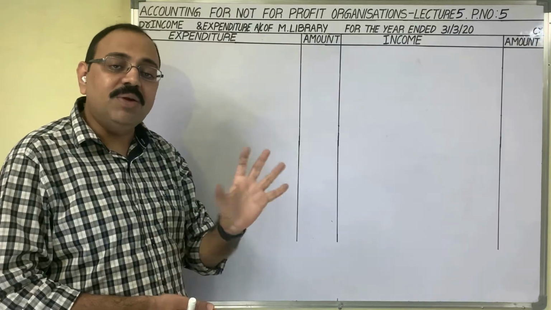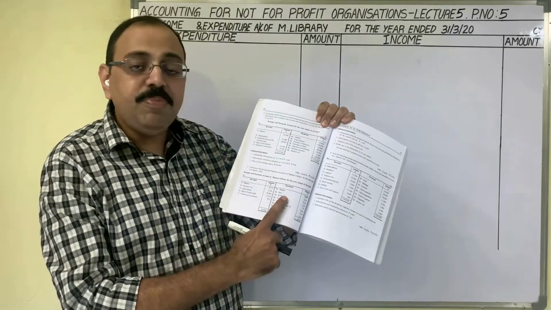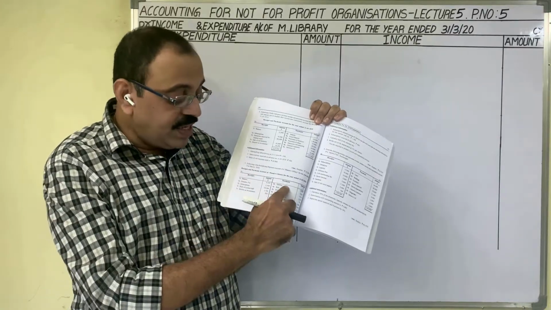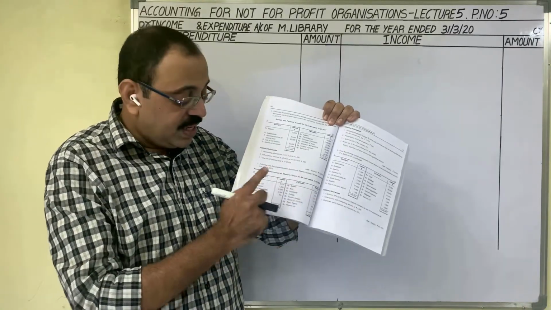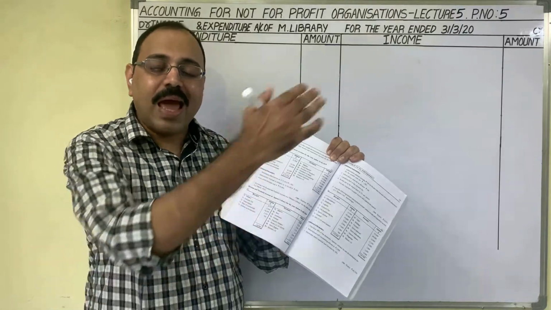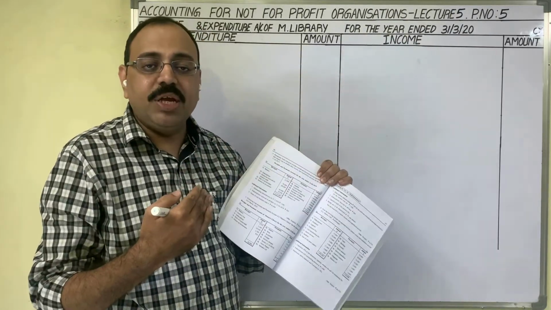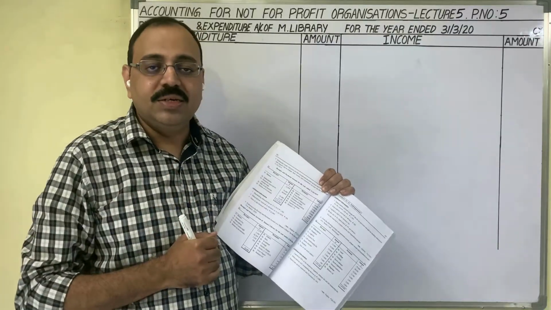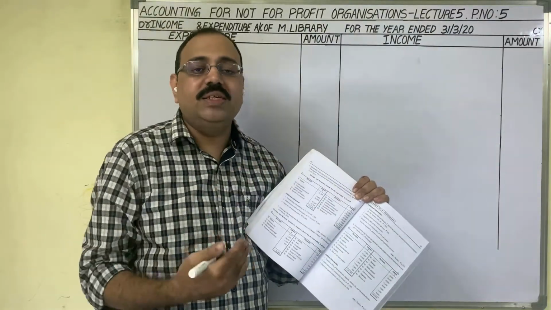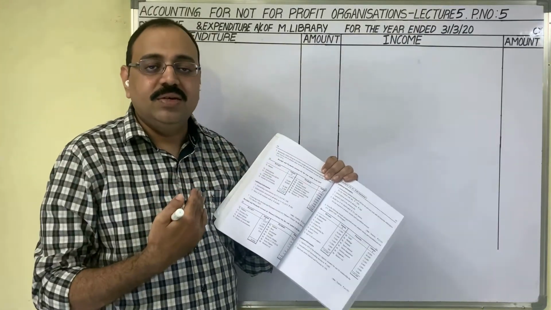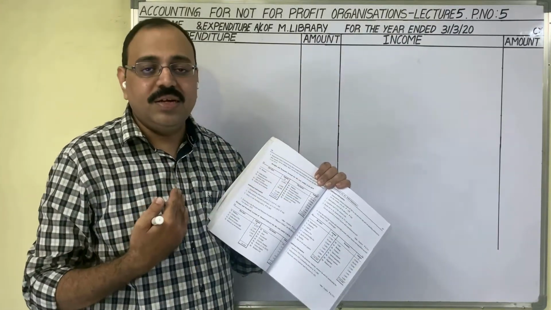Let us see the receipts and payments account. In the receipts and payments account, on the debit side he gives receipts, and on the credit side payments. Receipts are of 2 types: capital receipts and revenue receipts. Capital receipts mean rare, non-recurring receipts. Revenue receipts mean regular, recurring receipts.